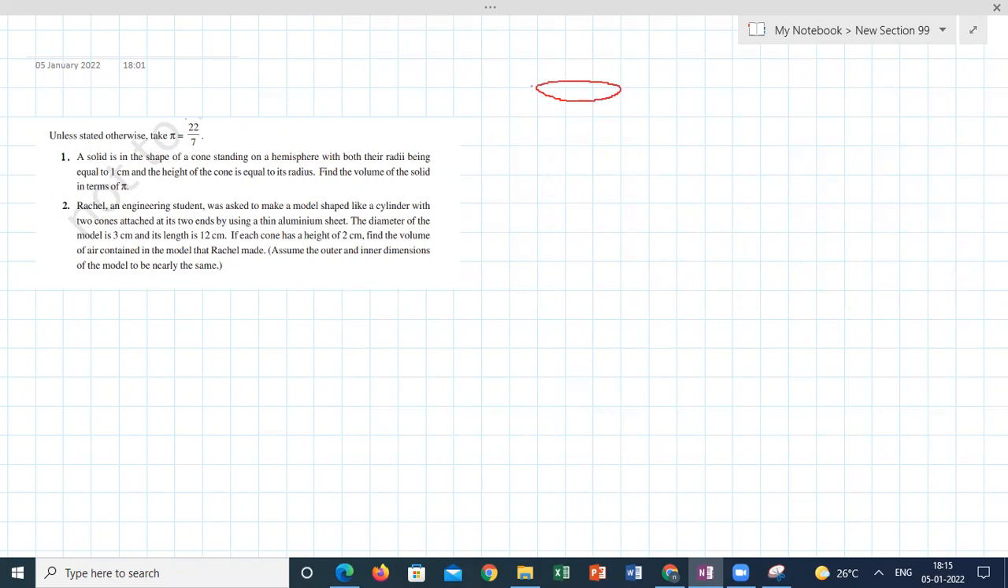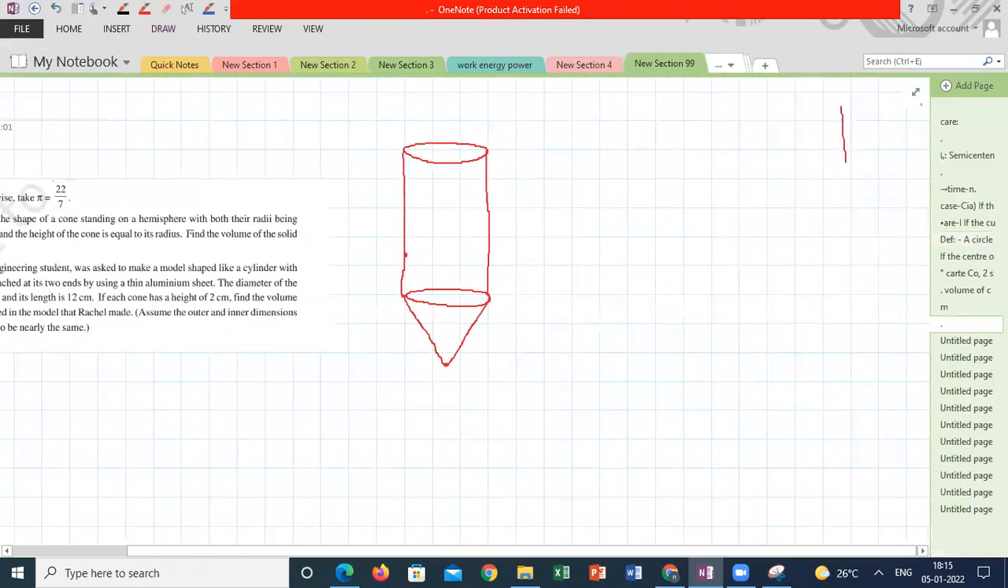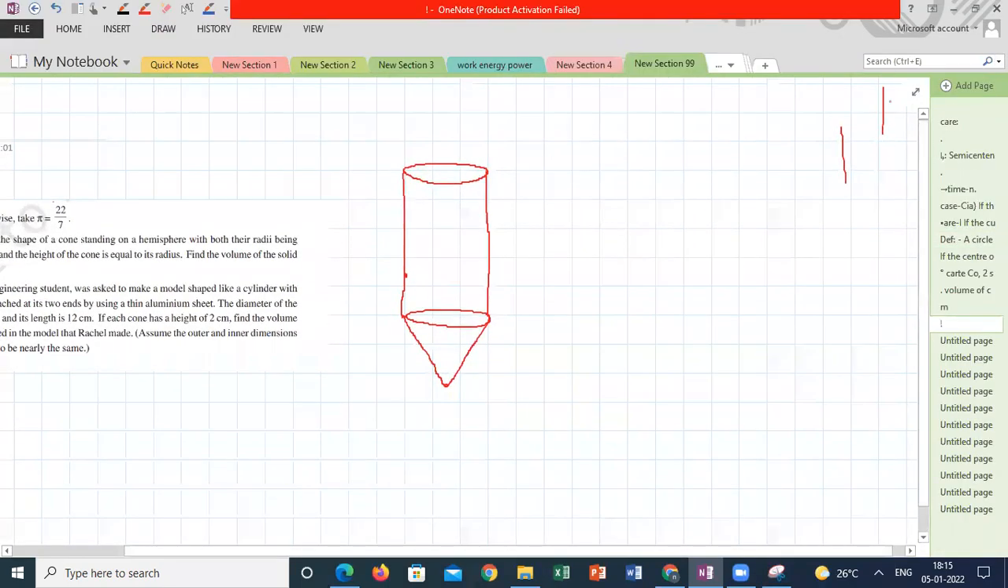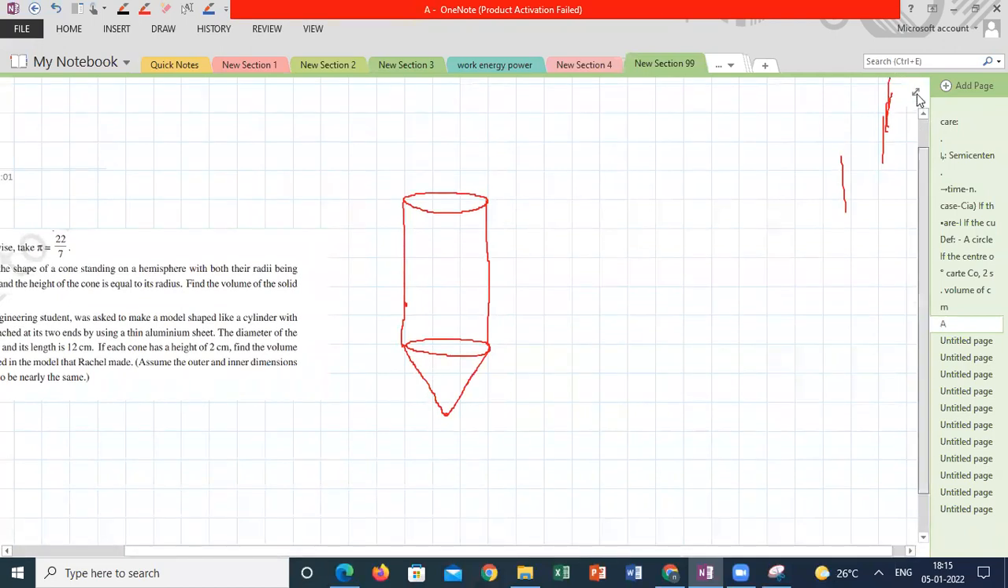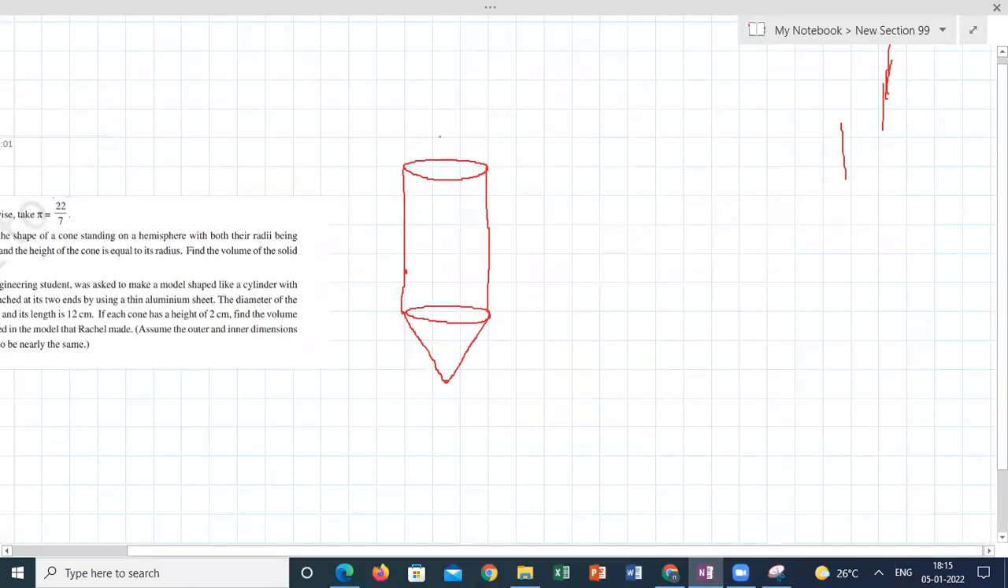this is a cylinder, and they are saying they have to attach two cones like this.